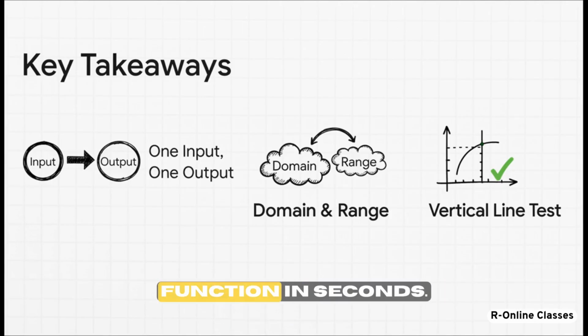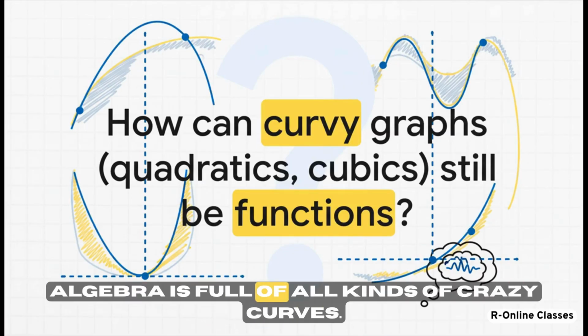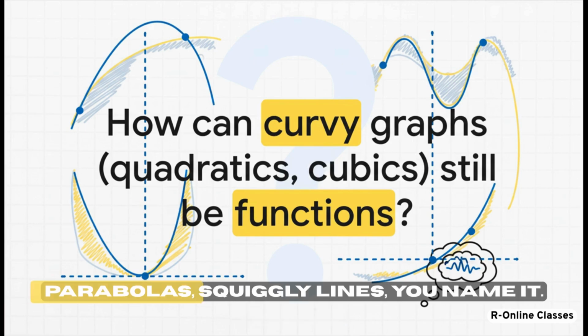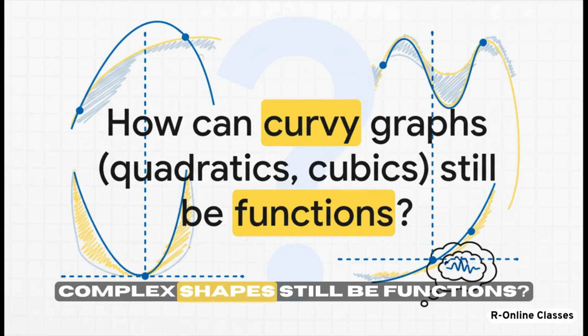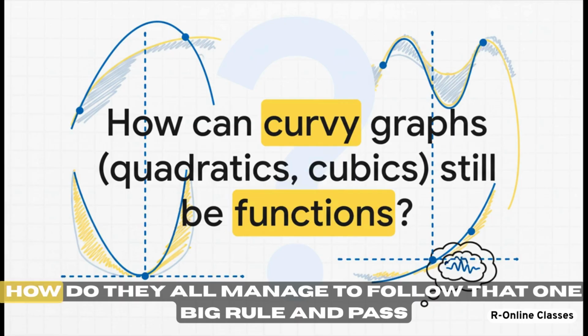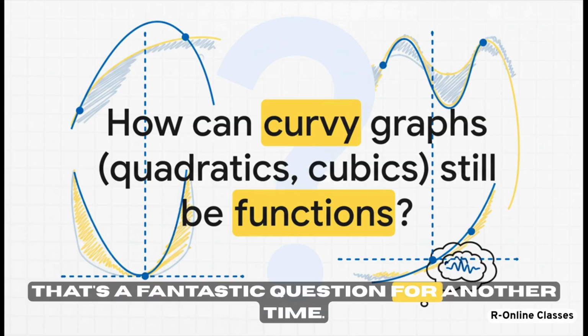Now, we've mostly looked at straight lines, but of course, algebra is full of all kinds of crazy curves, parabolas, squiggly lines, you name it. So here's something to think about. How can all those different complex shapes still be functions? How do they all manage to follow that one big rule and pass the vertical line test? That's a fantastic question for another time.